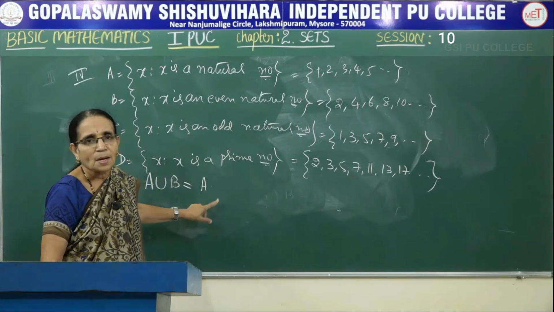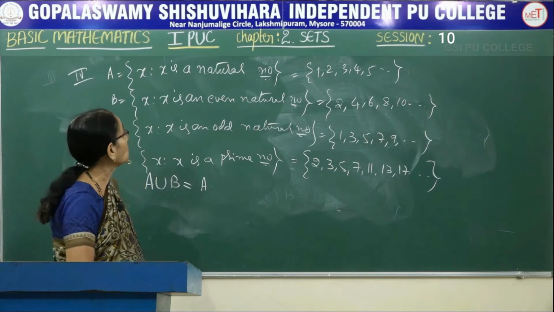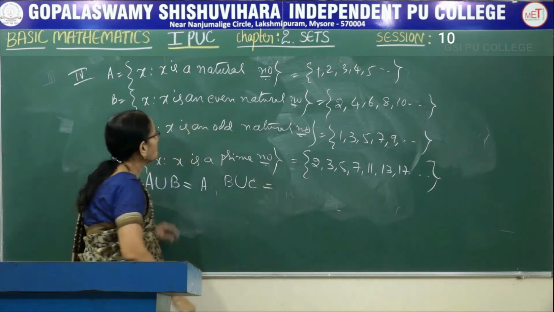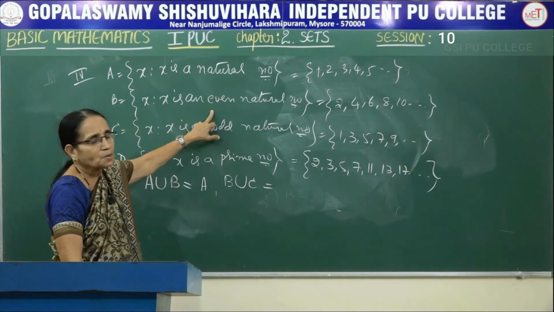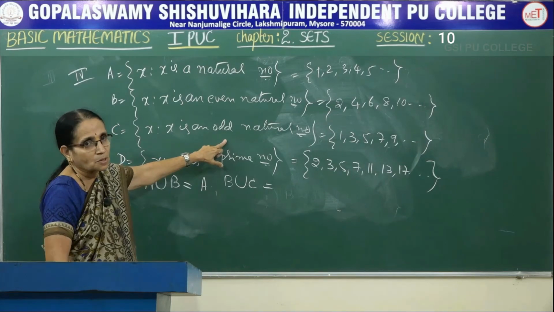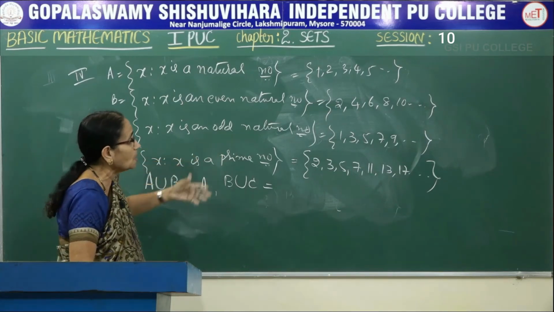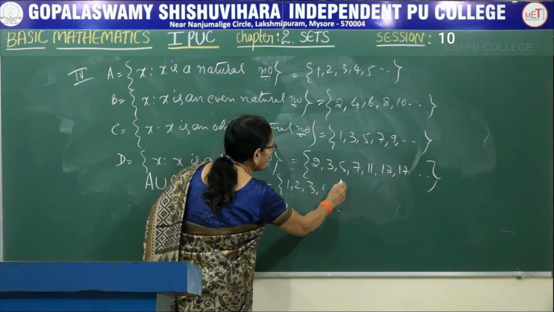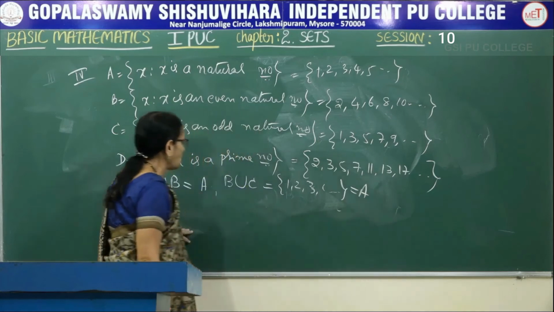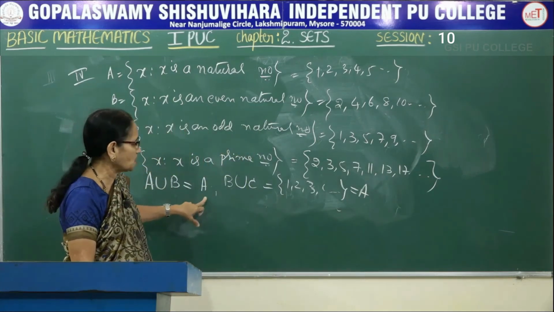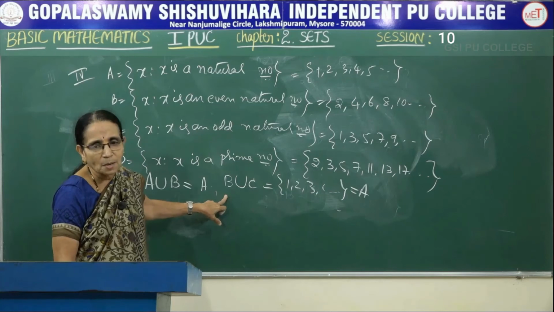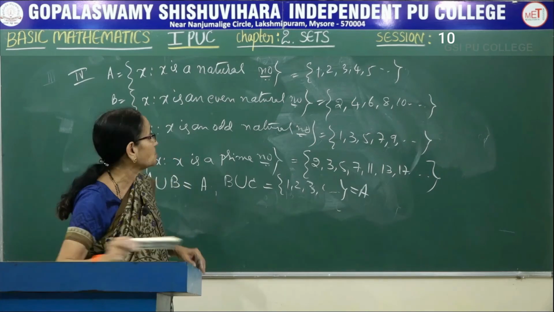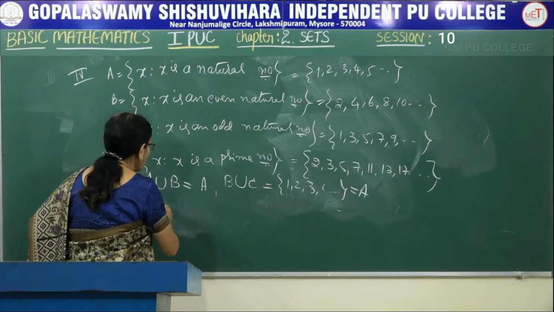Write it as A. Next is B union C. B contains all the even natural numbers and C contains all the odd natural numbers. That means it becomes again 1, 2, 3, 4, 5, 6, etc., which is nothing but the set A. So A union B becomes A, and B union C also becomes the set A. Next, I am taking B intersection C.